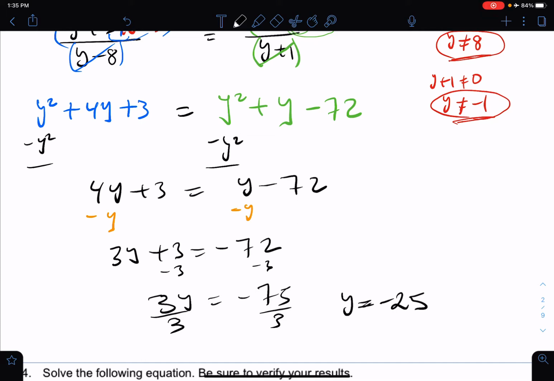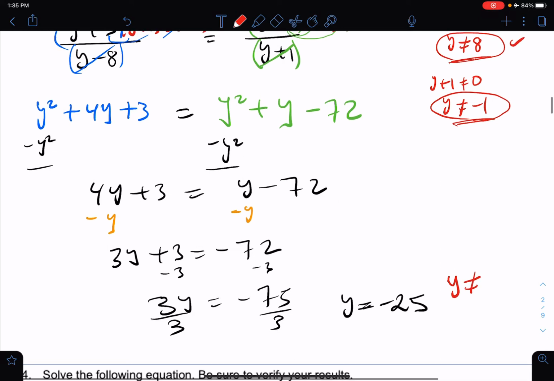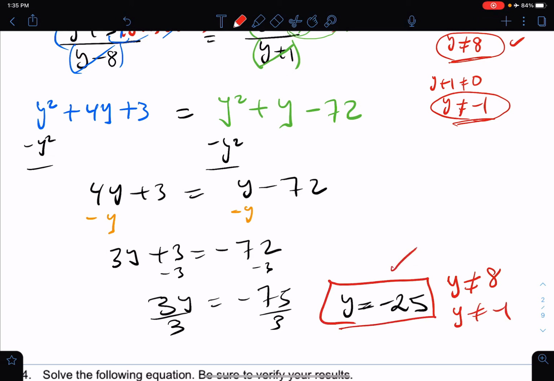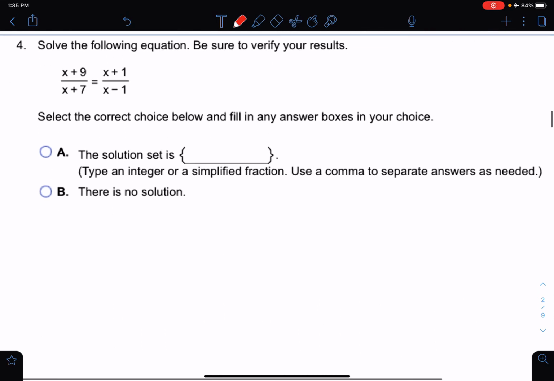That's weird. And now we have to check our restrictions. I'm going to rewrite my restrictions just to highlight that. y equals negative 25 as long as we check our restrictions. Restrictions say y cannot equal 8, y cannot equal negative 1. Well, that's not what I got, so this is just fine. Let's look at the next problem here.